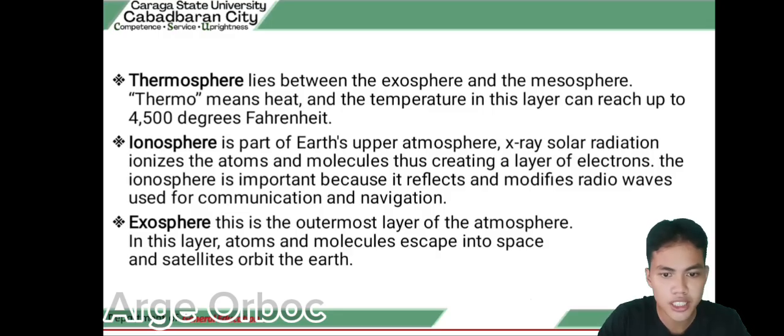The ionosphere is a part of the Earth's upper atmosphere, where X-ray solar radiation ionizes the atoms and molecules, thus creating a layer of electrons. The ionosphere is important because it reflects and modifies radio waves used for communication and navigation. The exosphere is the outermost layer, where atoms and molecules escape into space and orbit the Earth.